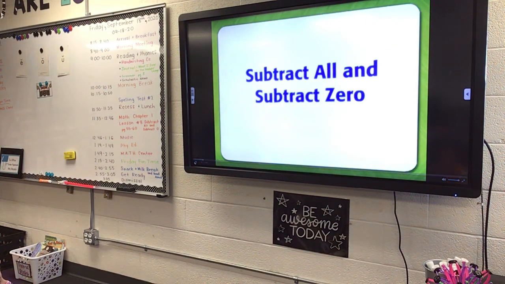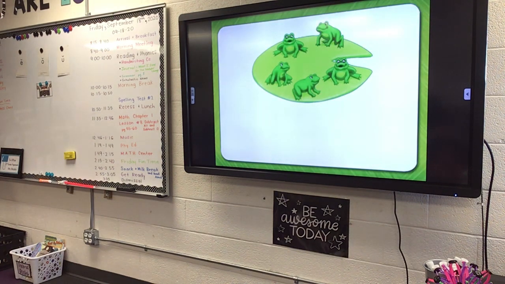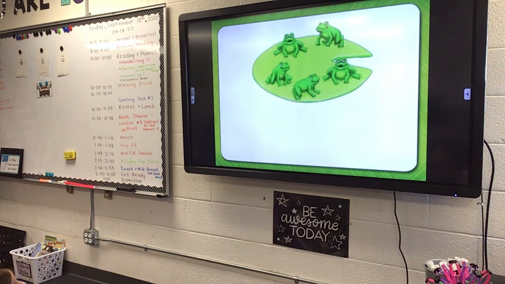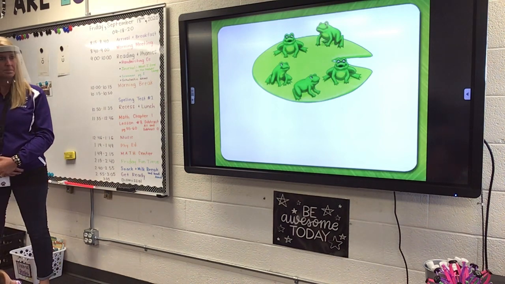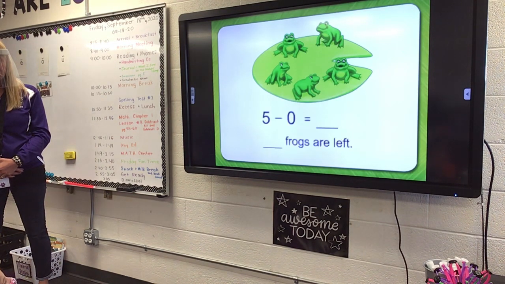Subtract all and subtract 0. 5 frogs were sitting on the lily pad. Something scared them and they all jumped off the lily pad. How many frogs are left? 5 minus 5 equals 0. 0 frogs are left. Now the frogs are back on the lily pad. If nothing scares them, they will stay on the lily pad. Let's wait and see. No frogs jump off the lily pad. How many frogs are left? 5 minus 0 equals 5. So 5 frogs are left.